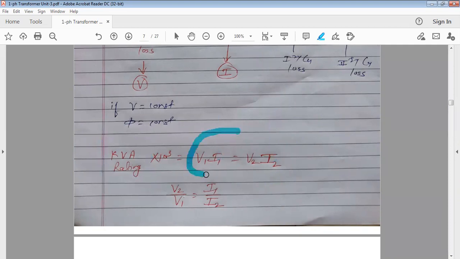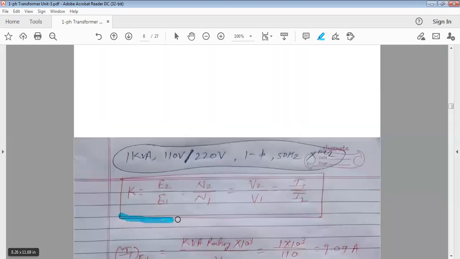Now if I take the ratio of V2 by V1, what will I get? I1 by I2. So transformation ratio we have seen. We derived the expression for E2 and E1, and if I take the ratio E2 by E1, I'll get N2 by N1, which is called capital K, the transformation ratio, isn't it? Now this is the formula, whatever I have circled, you can use for both conditions, at no load also and under loaded condition also for the transformer.